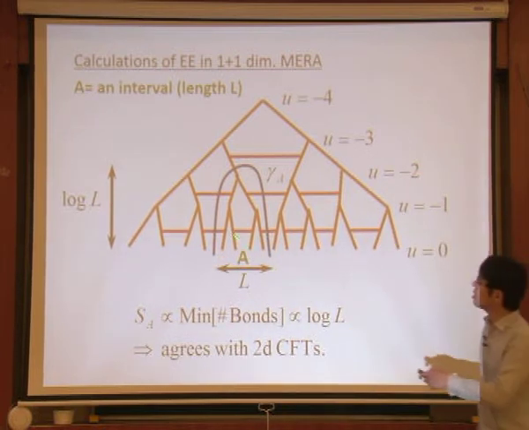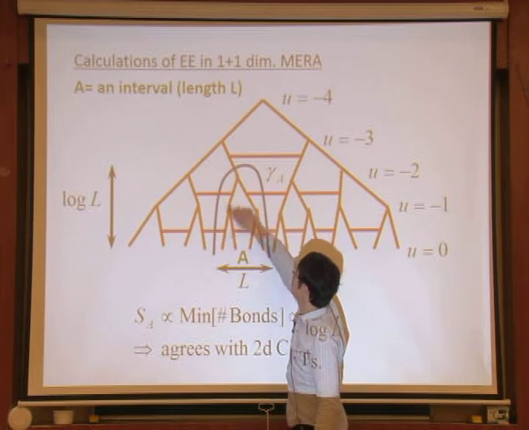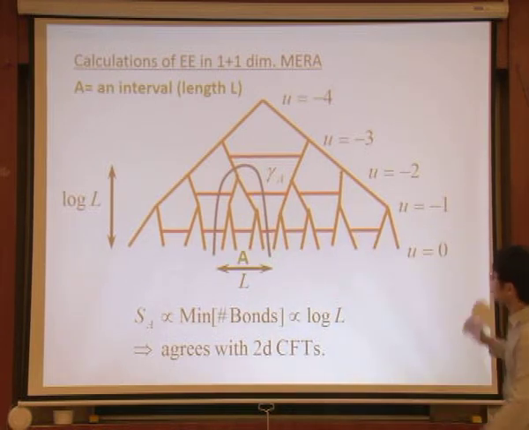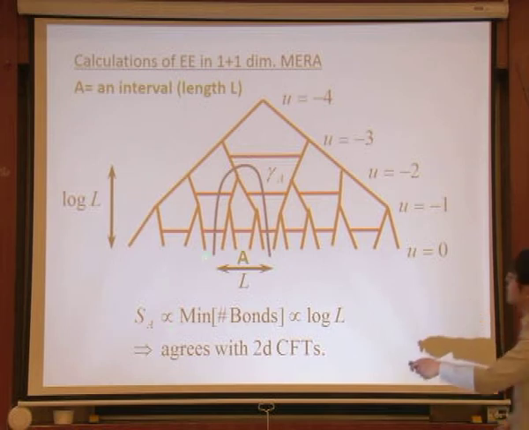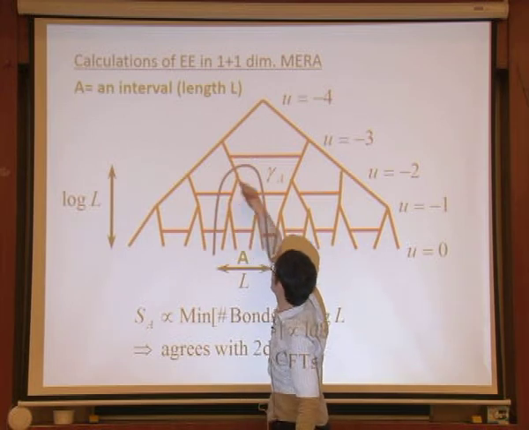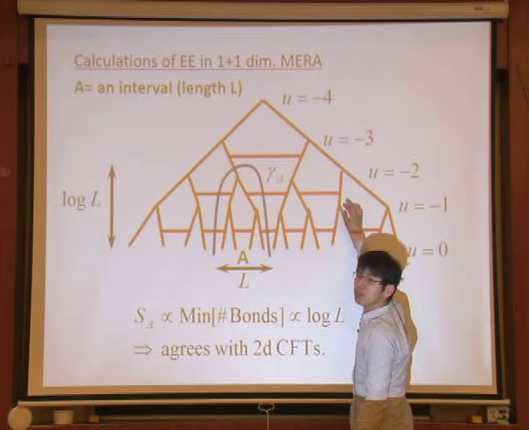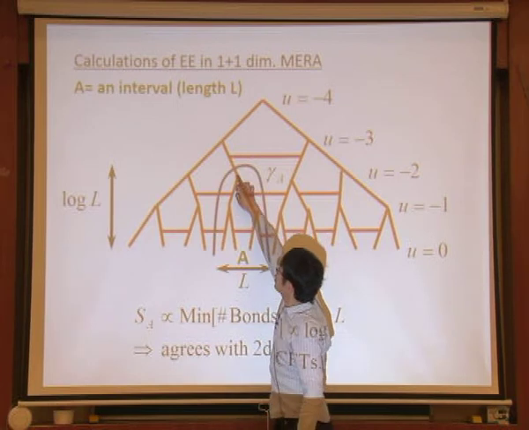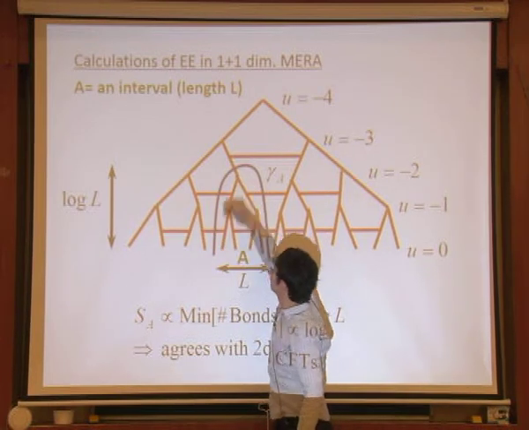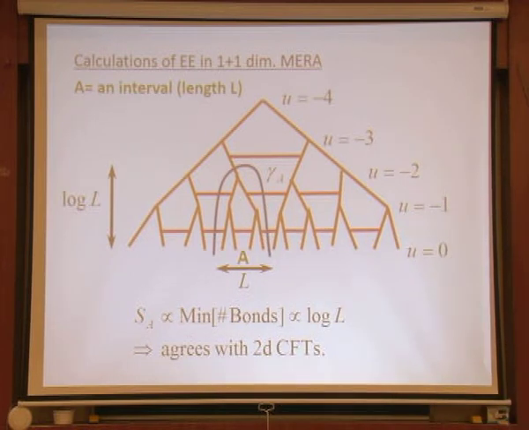So then what happens? Then we need to count the number of bonds. We surround these four spins by some curve and count the number of bonds. And then we can easily see that the minimum number of bonds is actually like this. Just cover this with a hat of four spins, and it's counting the number of these red bonds. We start with n spins, and at the second stage we have n over two spins. And that way, the depth is like log L. So we have log L stages until we reach this point. So the number of entanglement bonds is like log L, and this nicely agrees with 2D conformal field theory, which I did before, today.